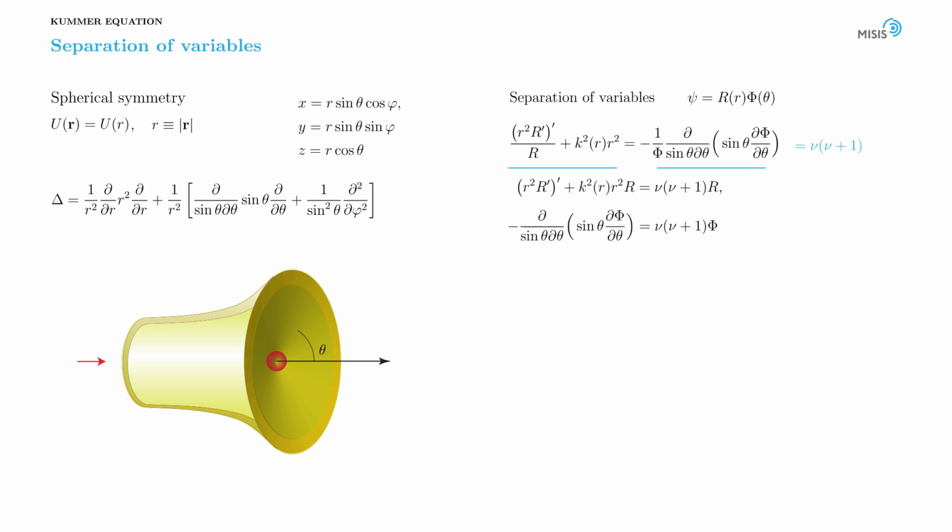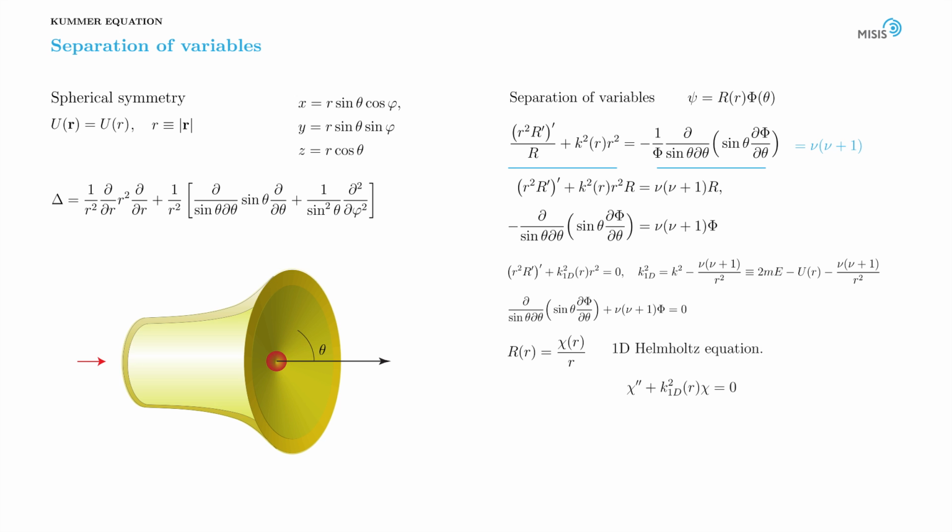Then we have two separated equations. The first one is for the radial part, while the second one is for angular part. Let's slightly rearrange them. Now if we make a substitution, then the term with the first derivative drops out of the radial equation, and the equation becomes a typical one-dimensional Helmholtz equation, with the radius-dependent wave vector k.